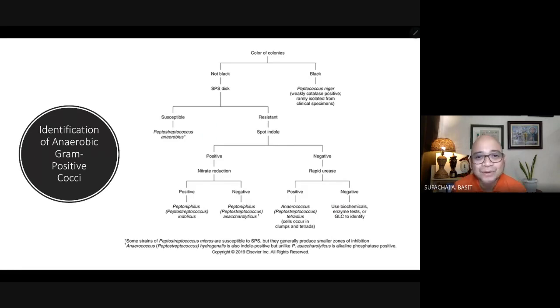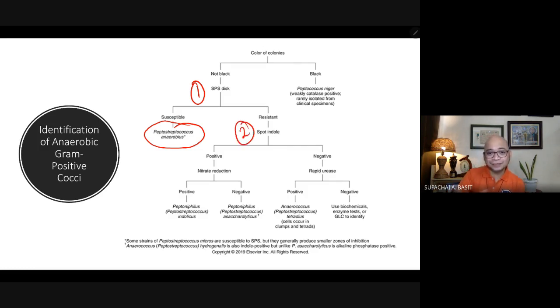So again, this is the algorithm. The first thing that you need to do is to check the color of the colonies, if it's black or not black. If it's not black, then the first test that you need to do is the SPS disc. If it's susceptible, then you're dealing with Peptostreptococcus anaerobius. If it's resistant, then you have to do the second test, which is the spot indole test.